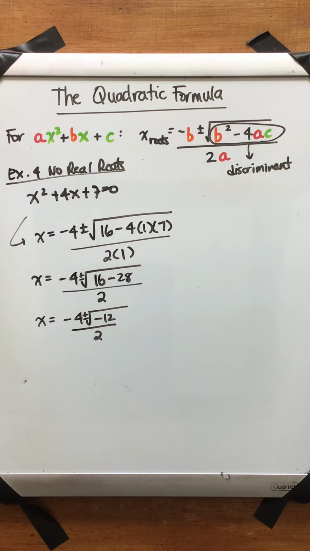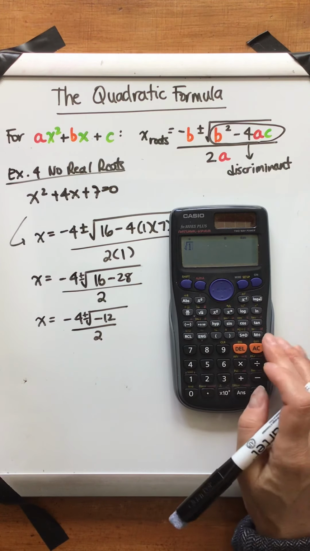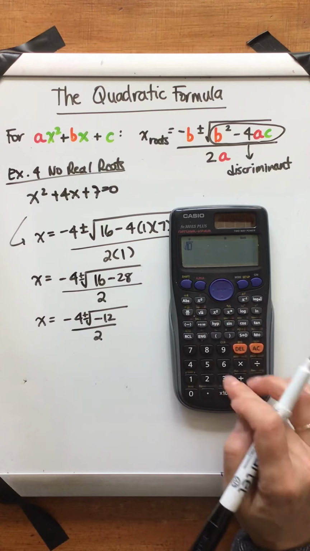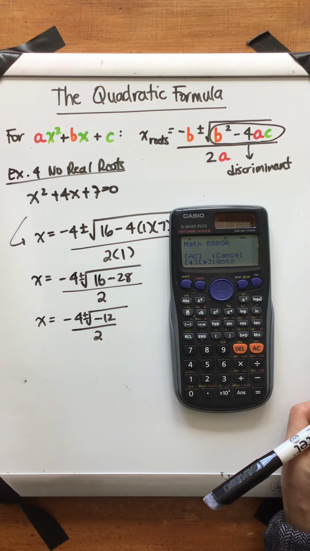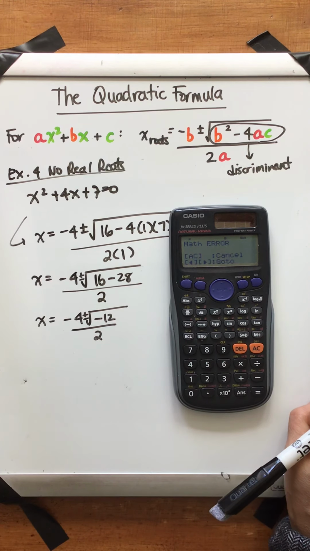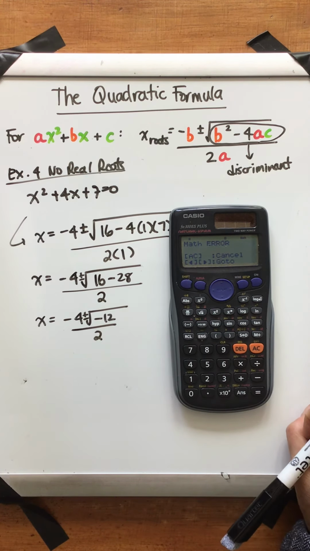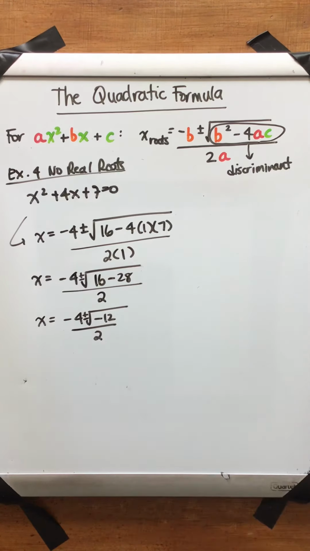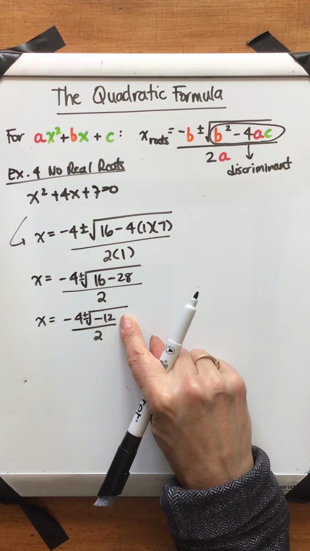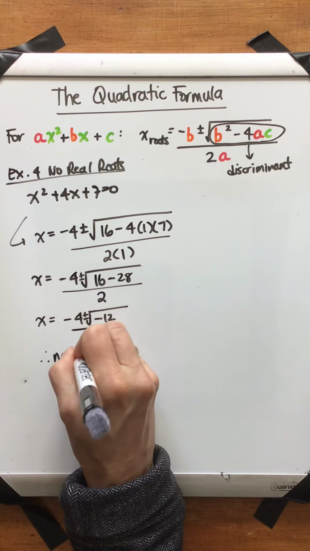So guess what happens when you try and find the square root of negative 12? Your calculator says, that's not possible. But that makes sense, because what number do you know of that you can multiply by itself or square it and get a negative value? You can't. So the discriminant here is impossible to solve, which therefore means there's no real roots.